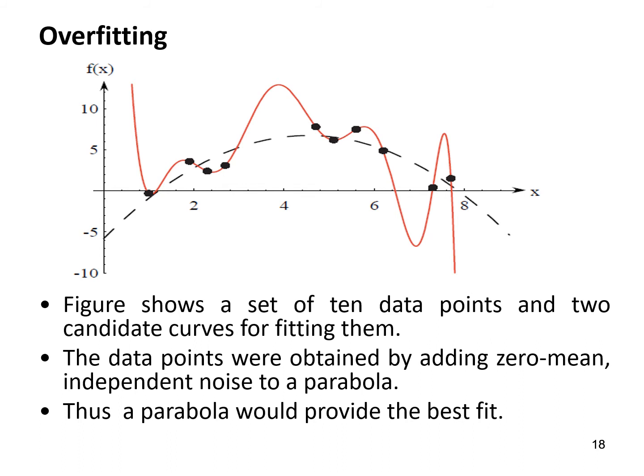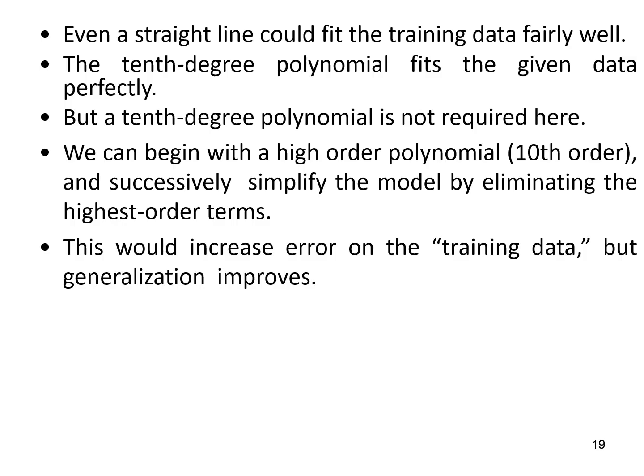Next, we'll see overfitting. The figure shows a set of 10 data points and two proposed curves for fitting them. The data points were actually obtained by adding zero mean independent noise to a parabola. So a parabola would provide the best fit. Even a straight line can fit the training data fairly well. The 10th degree polynomial fits the given data perfectly, as you can see in the figure. But a 10th degree polynomial is not required here because it leads to overfitting and the generalization performance degrades.